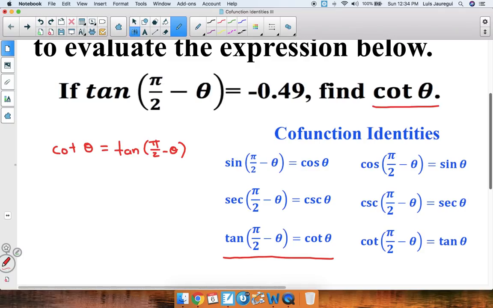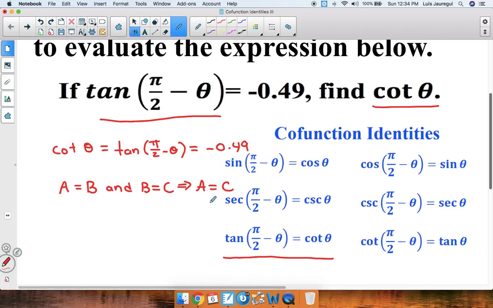Once you have identified which cofunction identity to utilize, the next step is to use properties and do the substitution. In this case, we happen to know that tangent of pi over 2 minus theta has a value of negative 49 hundredths. Now we are required to use the so-called transitive property of equality, which states the following. If A is equal to B and B is equal to C, you can conclude that A is equal to C.